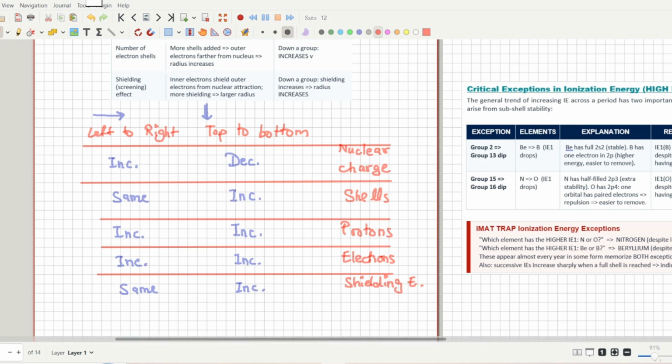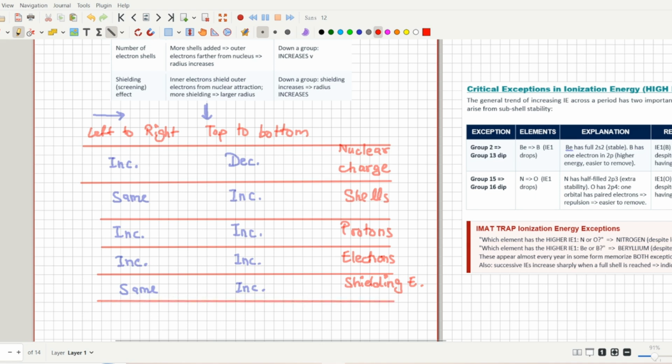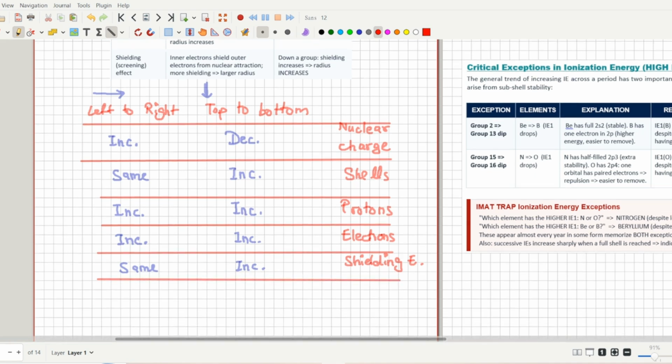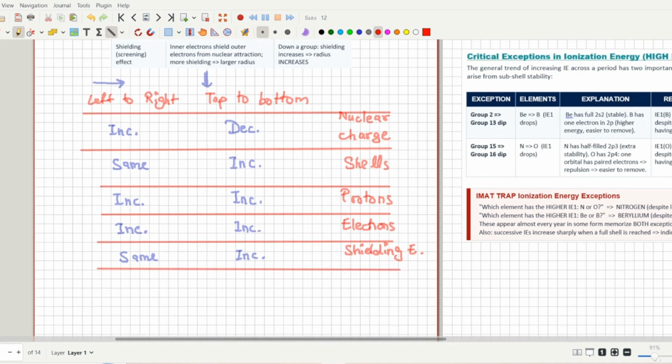So when the nuclear charge increases, the electrons will be pulled towards the nucleus, and that's how the size, or the atomic radius, will decrease. So when you move from left to right in a period, the atomic radius will actually decrease.